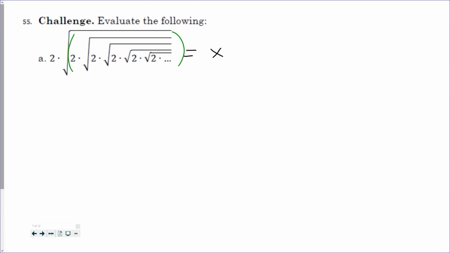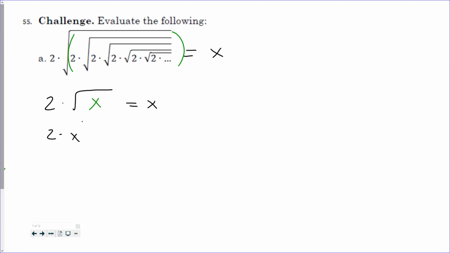So this is the same. If I said this whole thing equals x, I also have 2 times the square root of x. That's the green part I put in parentheses. That also equals x. Does that make sense? Because it goes on forever, this part, parenthesized with the green, also equals the whole thing. It never stops.